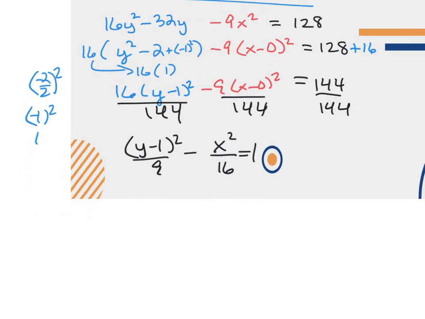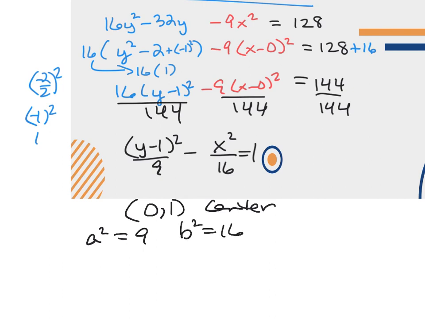Now I can find all the parts. So my center is at 0, 1. A squared is always first. It equals 9. B squared equals 16. A equals plus and minus 3. B equals plus and minus 4.